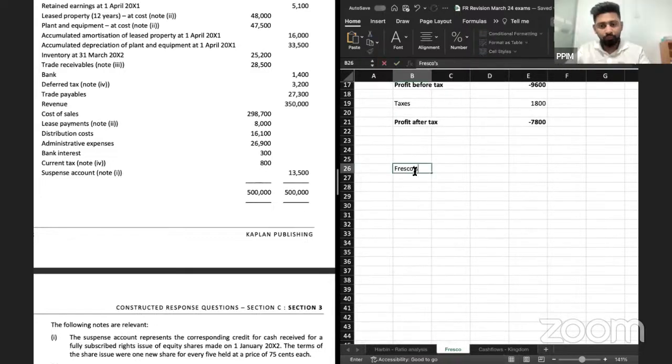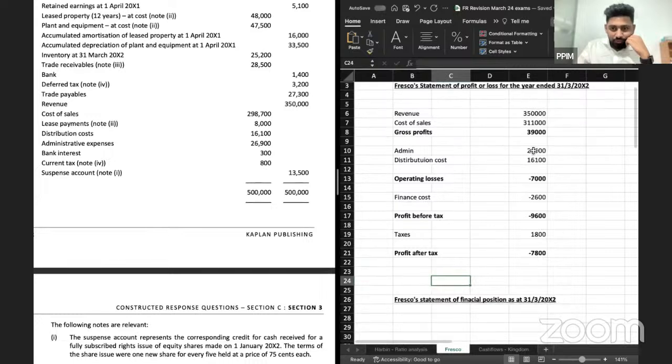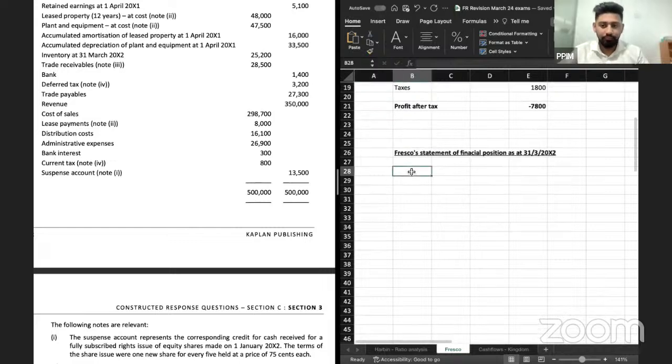Next, Frisco's statement of financial position as at 31st March 2012. Admin and distribution cost should be deducted. Yes, when I took the total, I deducted it. That's why I don't deduct it again. Okay. Statement of changes in equity comes before the statement of financial position.